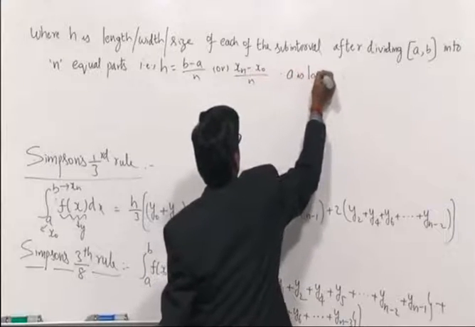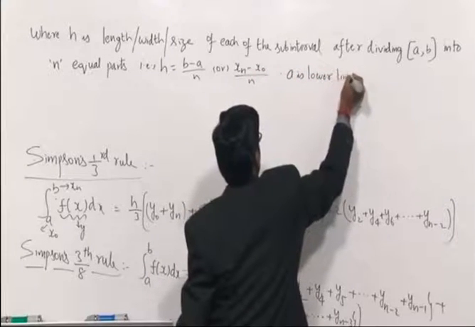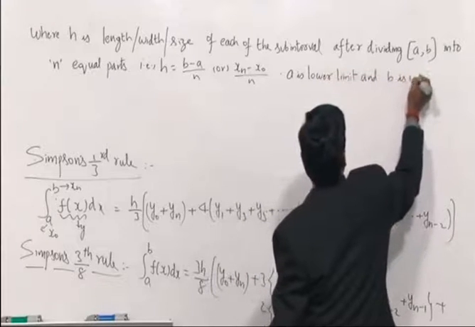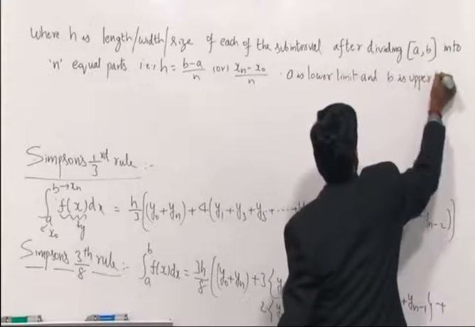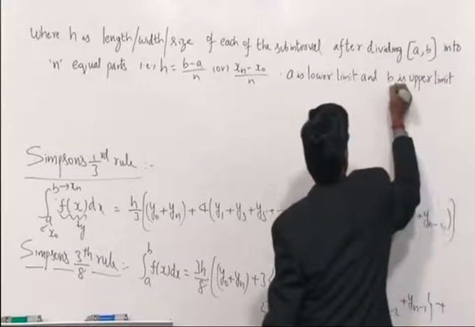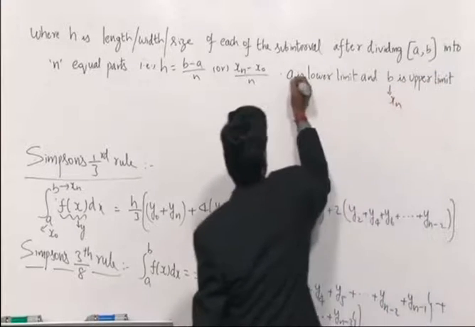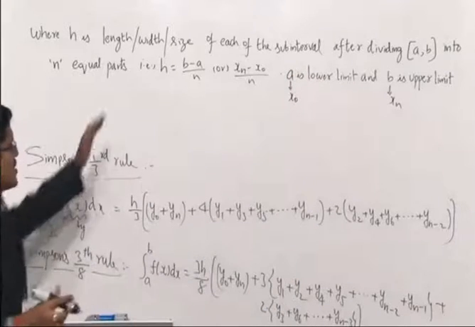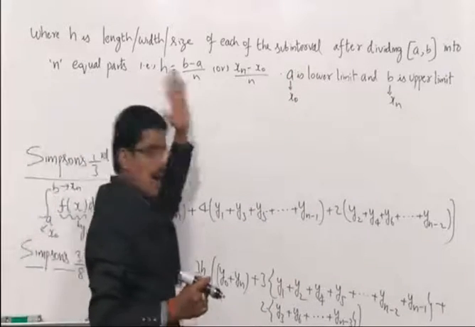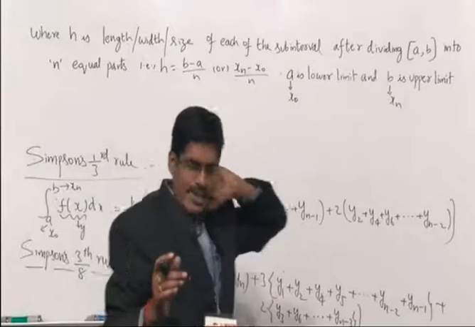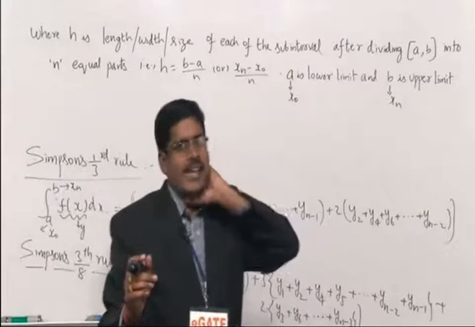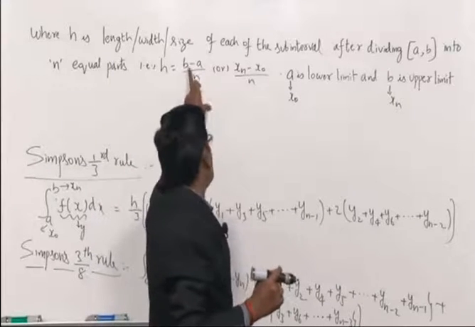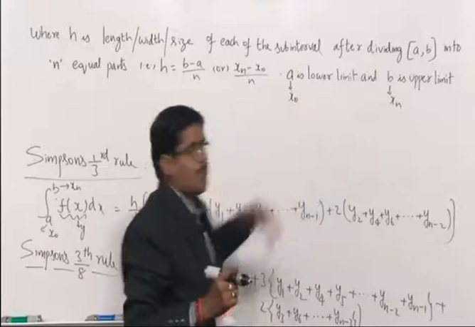A is the lower limit and b is the upper limit. This b is xn in some textbooks, and a is x naught. Now what is your step size formula? The length or width after dividing your entire closed interval a comma b into n equal parts, then h is equal to each subinterval length, b minus a by n. A is the lower limit, b is the upper limit.